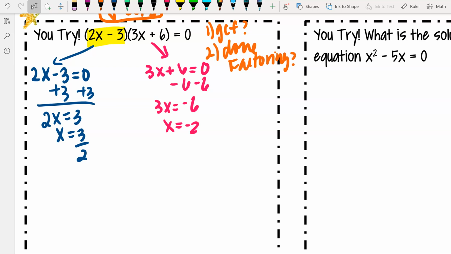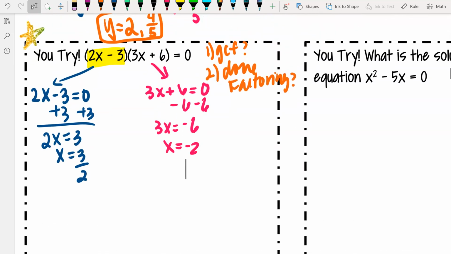So for this problem, when you ask yourselves, okay, is this completely done factoring? Like, are you done with it? Do I have a GCF? You should notice that this second binomial actually does have a GCF. So you can say yes to that question, but you don't need to worry about it right now.